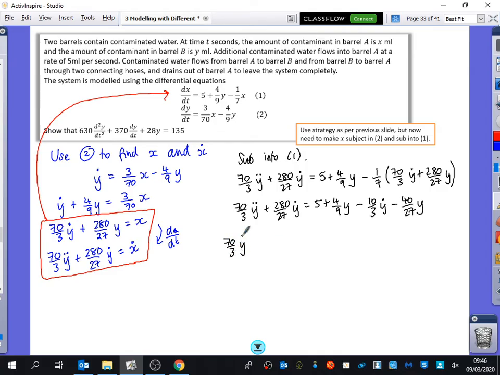So we get 70 over 3 y double dot. And we've got 280 over 27 plus 10 over 3 plus 370 over 27 y dot. And then we've got here 40 over 27 minus 4 over 9 plus 28 over 27 y equals 5. And then times everything by 27. So we get 630 y double dot plus 370 y dot plus 28y equals 135. And if we're going to be really fussy, because they wanted it in that form, I actually don't think it would matter.